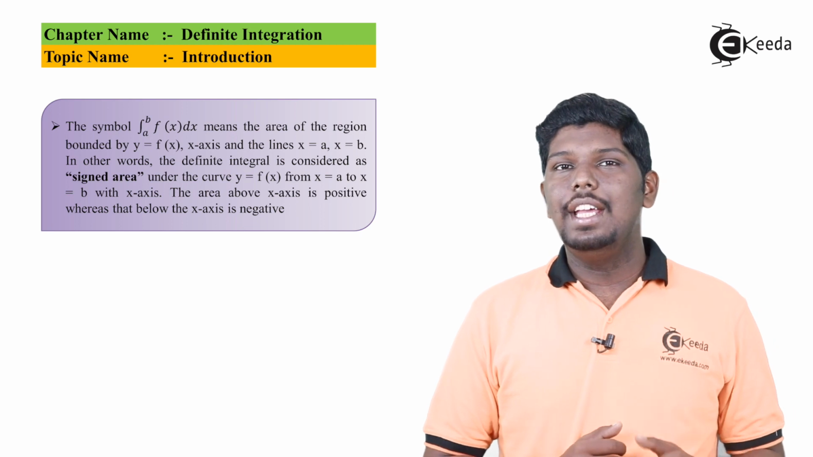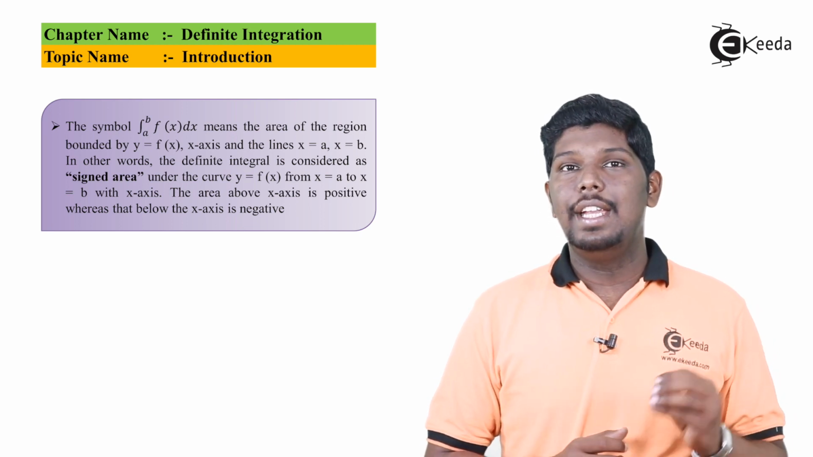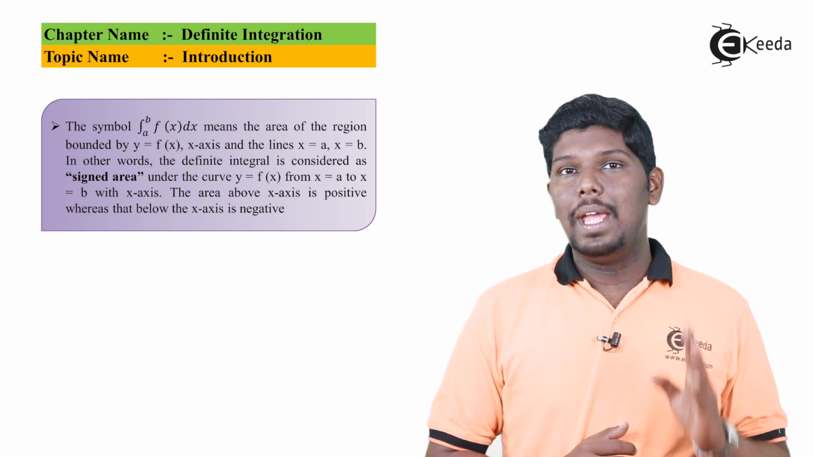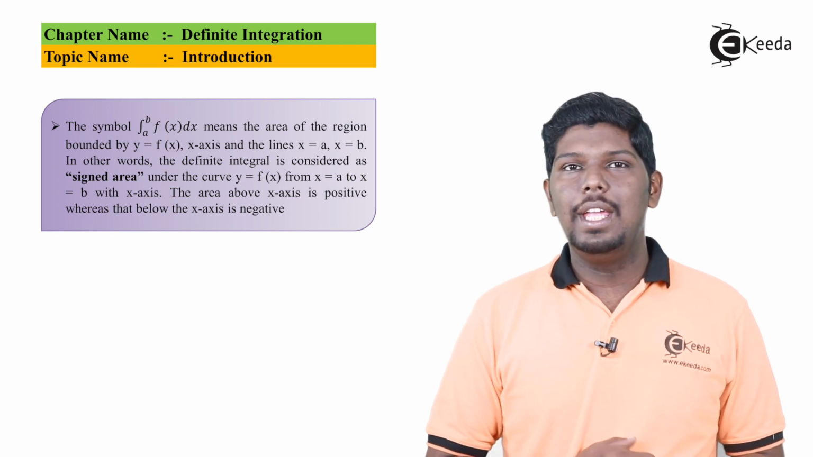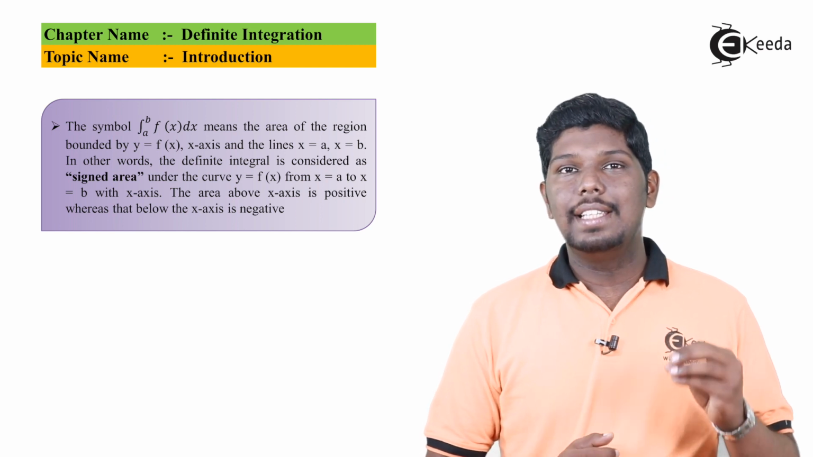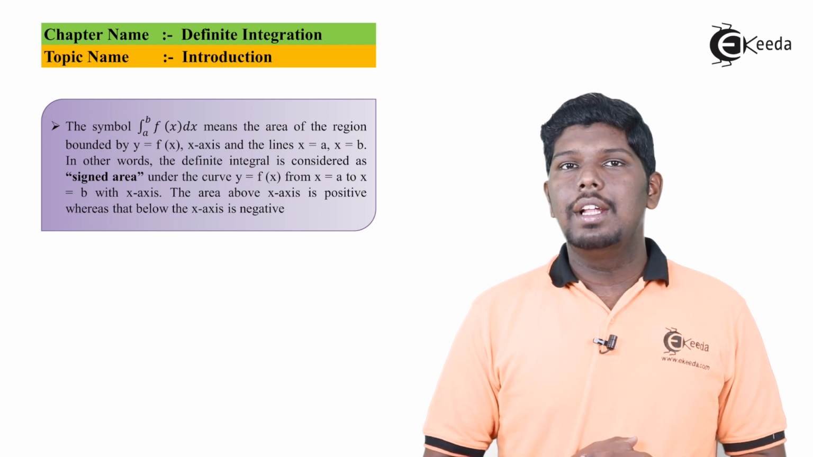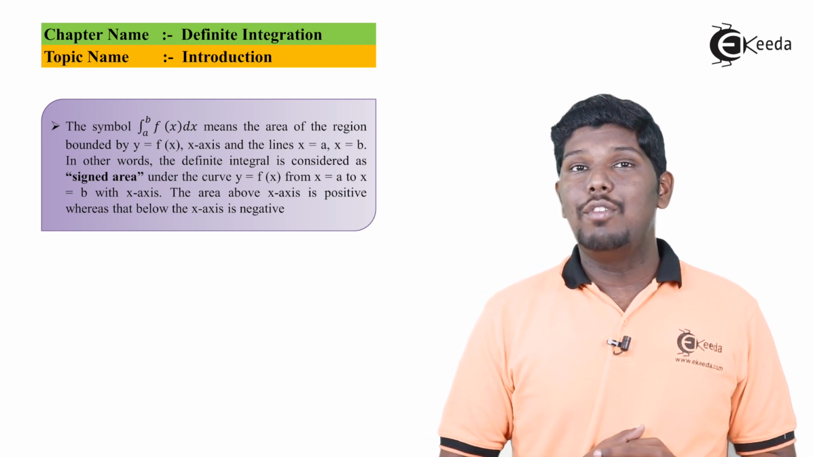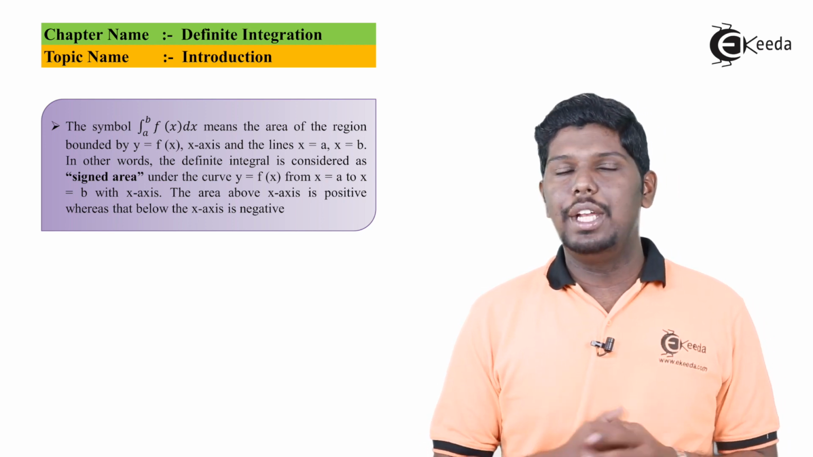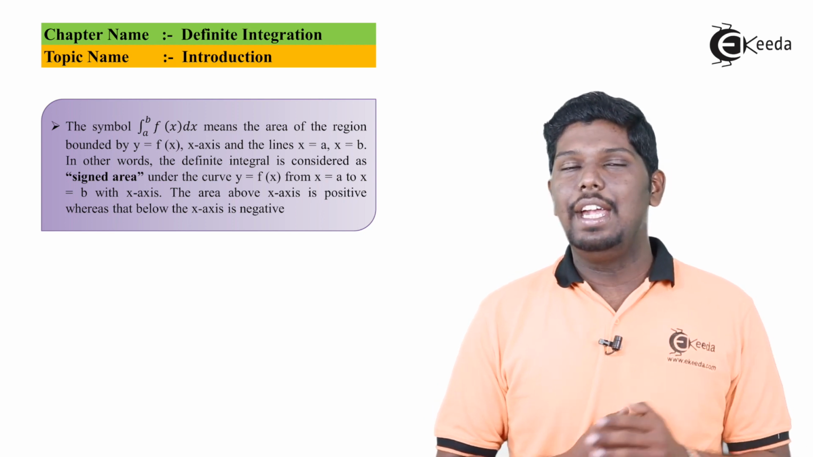Thus the symbol integral a to b f of x dx basically denotes the area that is formed by the curve from x is equal to a to x is equal to b above the x-axis. And also that area is considered as a signed area for that particular integral. In definite integral, we assume that the area that is formed above the x-axis is a positive area and the area that is formed below the x-axis is the negative area.